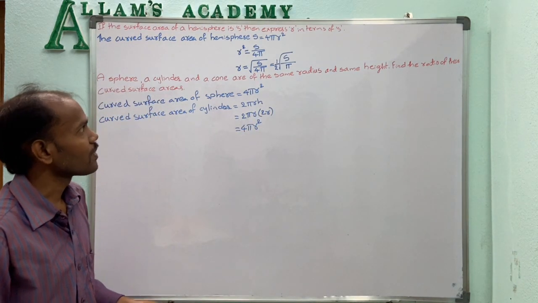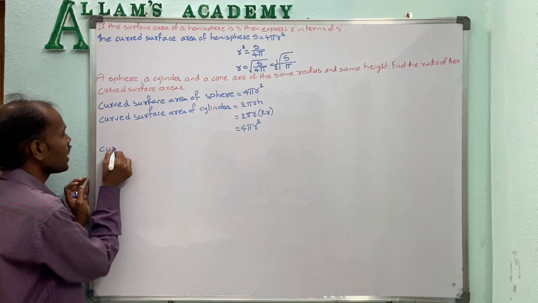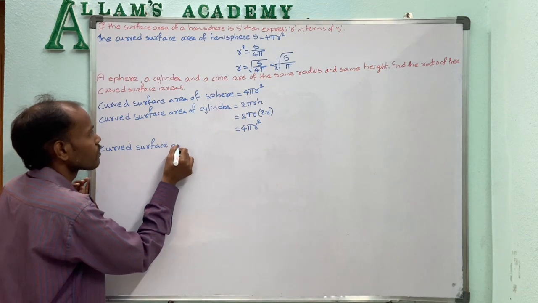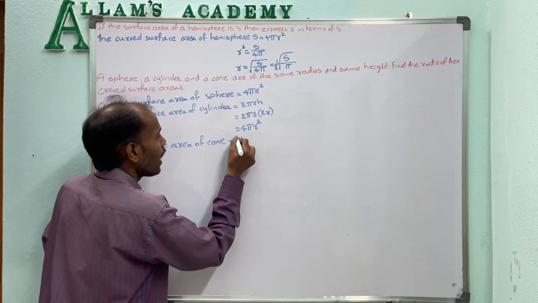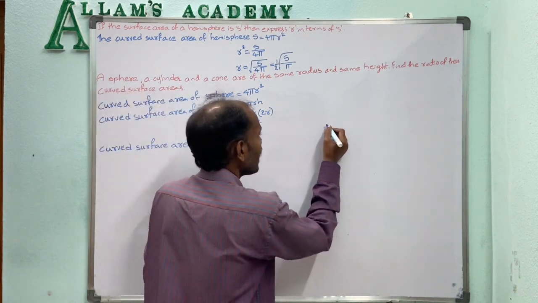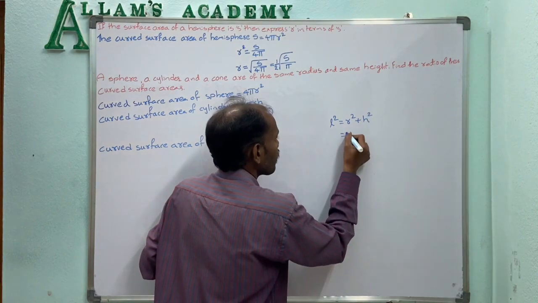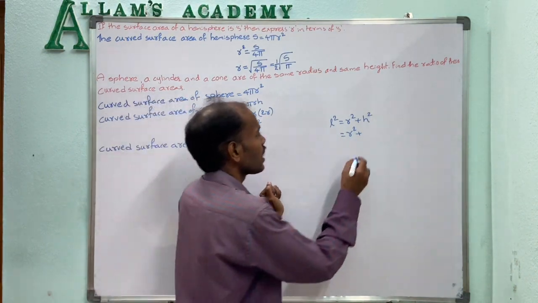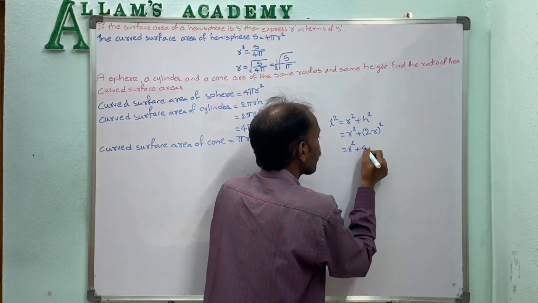Next, the curved surface area of cone equals pi r l. So here l is the slant height. Slant height l square is nothing but r square plus h square, that equals r square plus the height, which is 2 times the radius, as we said already, that means 2r whole square. 2r whole square is equal to 4r square.